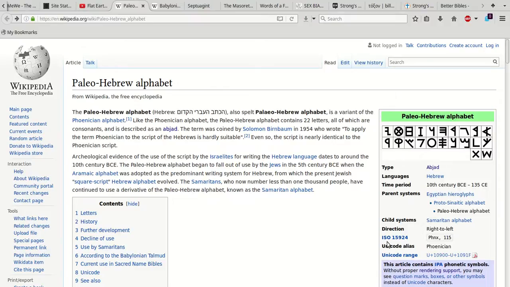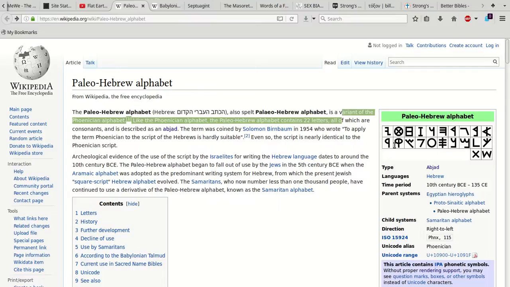Alright, let's start with what I have here on the screen, Paleo-Hebrew alphabet. People don't know there is such a thing as Paleo-Hebrew. They think that the letters we see now, that's typically recognized as Hebrew, is what we've always had, but that's not true. You can see here, this is the Paleo-Hebrew alphabet, which is a variation or a variant of the Phoenician alphabet.